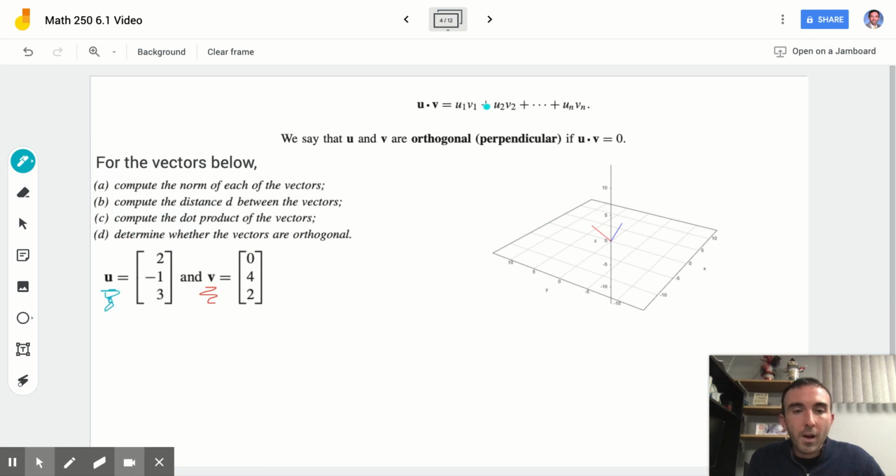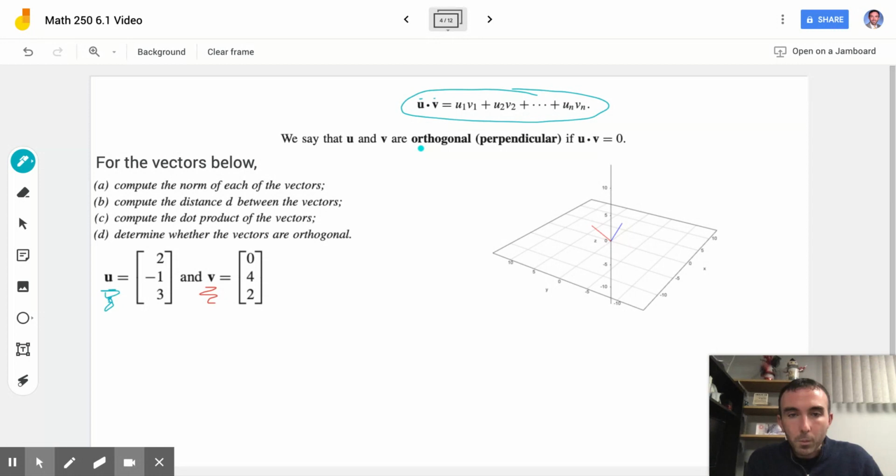We can formalize it here by calling the dot product u dot v, and again, these are vectors, that's why they're bolded. And then we have u1 v1 plus u2 v2. If I go out to R3, which I'll do in my next example, I would have u3 v3. We can go all the way out to un vn. But we say that u and v are orthogonal or perpendicular if the dot product of u and v is 0.